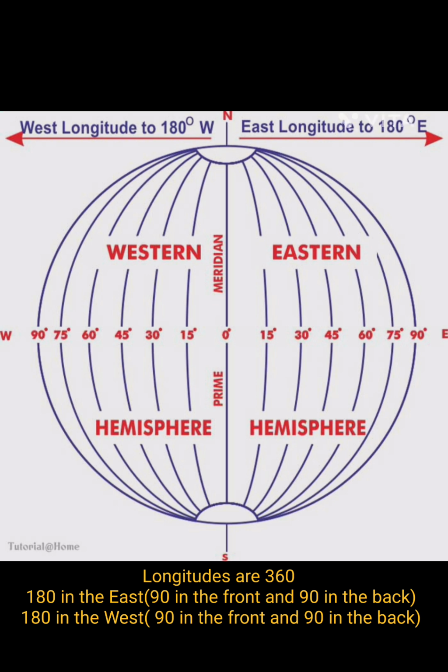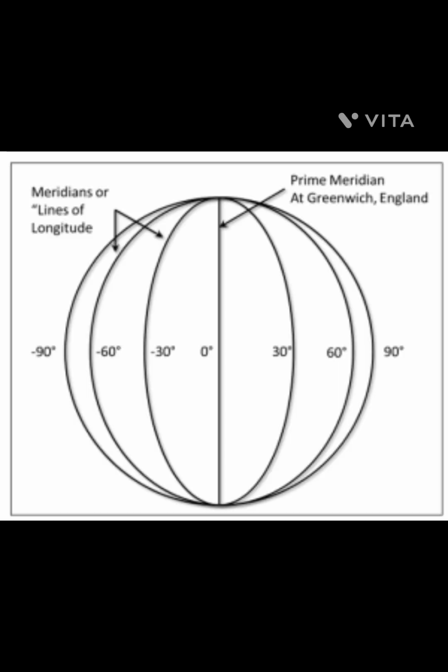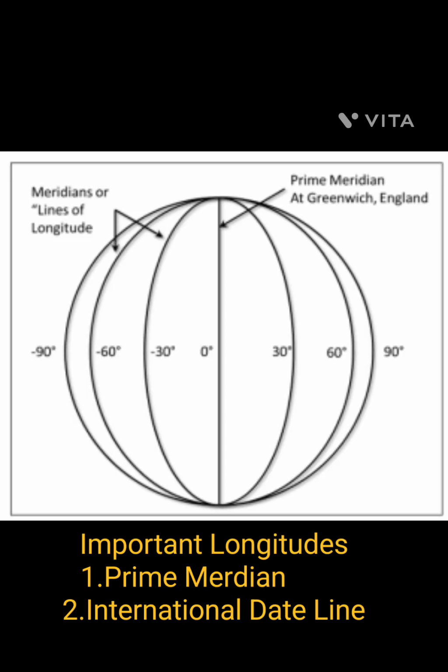The line which you can see in the center is called the prime meridian, and from the back of the globe you have another line called the 180 degrees line, also called the international date line. So prime meridian and international date line are the two important lines of longitude drawn on the globe, which divide the globe into eastern and western hemisphere.